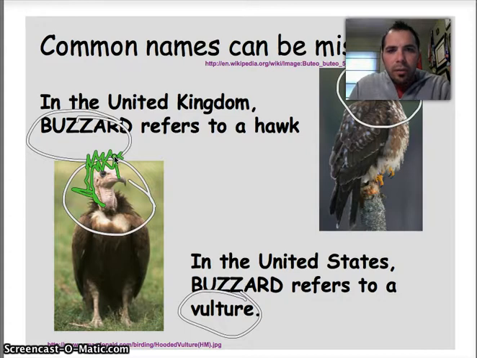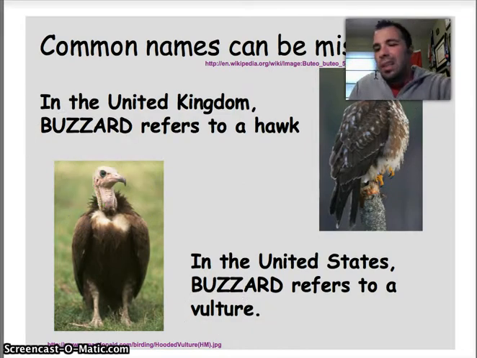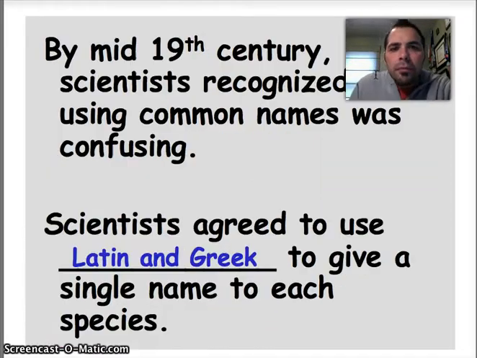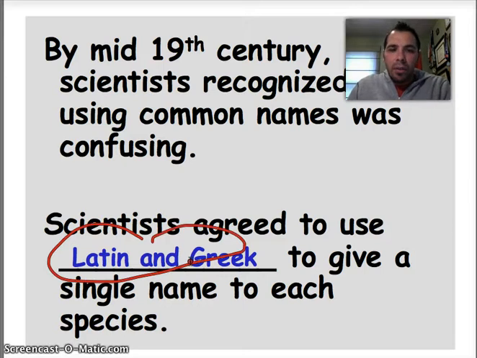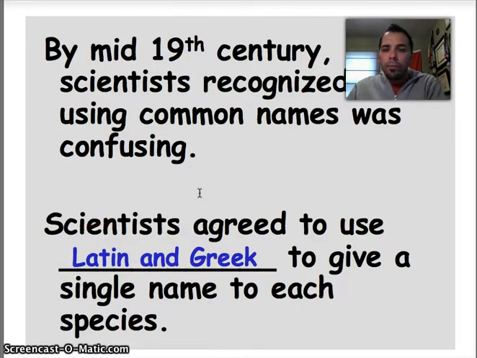Let me try to draw some of those. Whereas this hawk does have some nice feathers. So they look alike, but they're really different. By mid-century, most scientists recognized that using common names is confusing, and so now we use Latin and Greek. Many say that we use these because, well, we don't want to say Latin and Greek are dead languages, but they don't change as often as the other ones do.